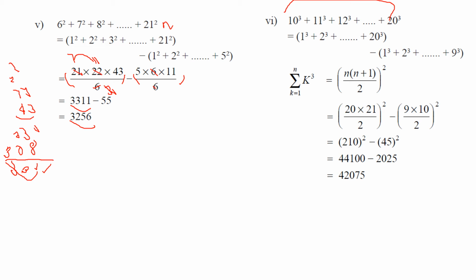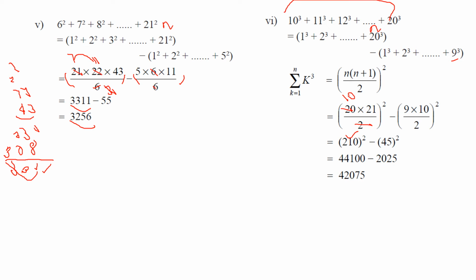Sigma k cube is n into n plus 1 by 2 whole squared. So here first n is 20. So 20 into 20 plus 1, 21 by 2 whole squared minus next one n is 9. So 9 into 9 plus 1, 10 by 2. So cancel it 10. 10 into 21, 210.